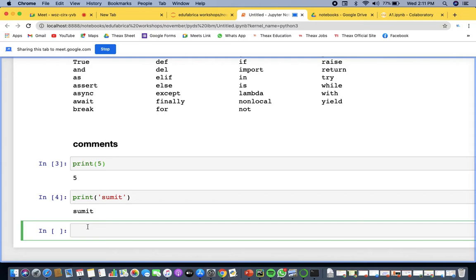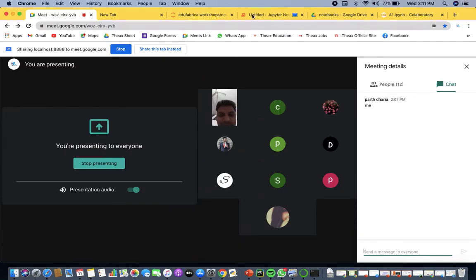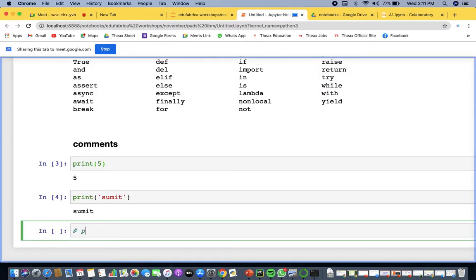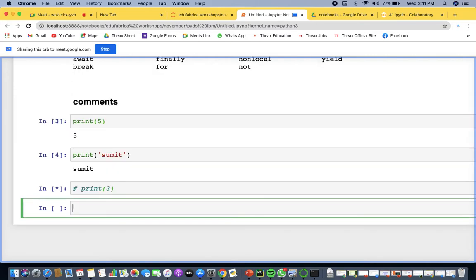Executed in the sense that these are not going to be converted and generate outputs. So you are not going to get any output for any of the comments. Comments can be made with hashtags. Just a single hashtag can be used for making any comment. So if I write a comment and then print 3 inside the comment, when I run this, I am not going to get any output. See, this is the input 5, but no output has been generated.